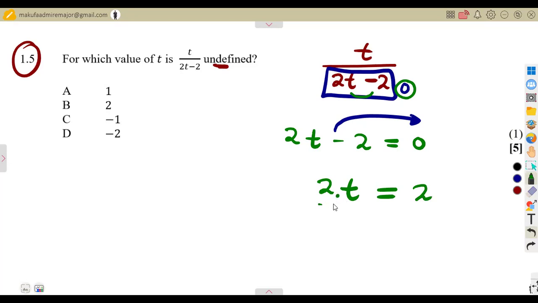It's a product here that you have. So the opposite there is to divide to remove a product. So t is equal to 1. Okay, so meaning to say when t is equal to 1, this is undefined.